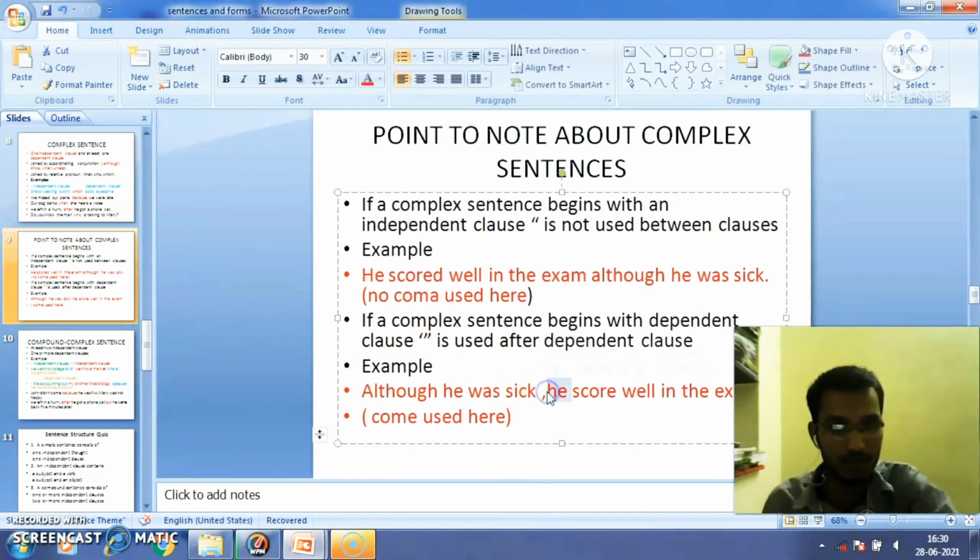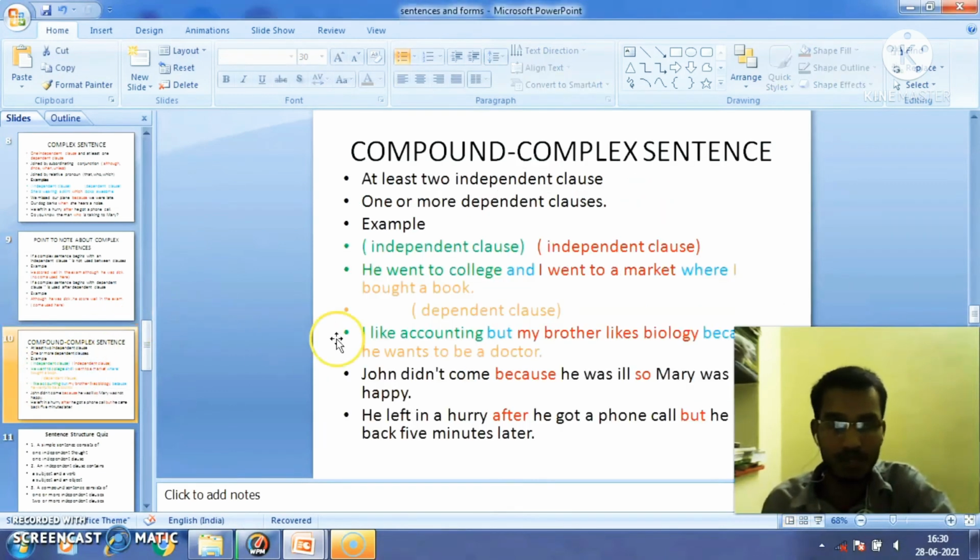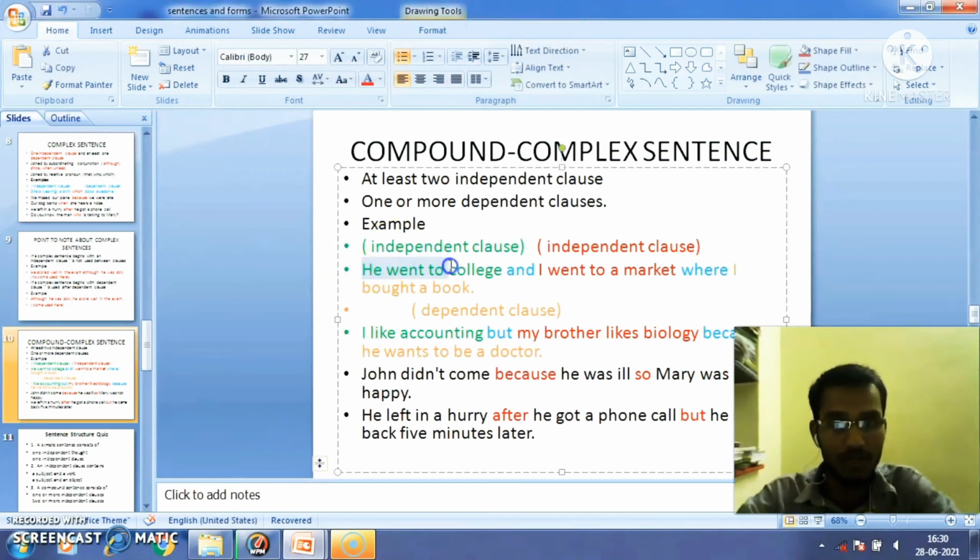Next, compound complex sentence. What is a compound complex sentence? A compound complex sentence consists of two independent clauses and one or more dependent clauses. For example, he went to college and I went to market where I bought a book. Here he went to college is an independent clause. I went to market is an independent clause. Where I bought a book is a dependent clause.